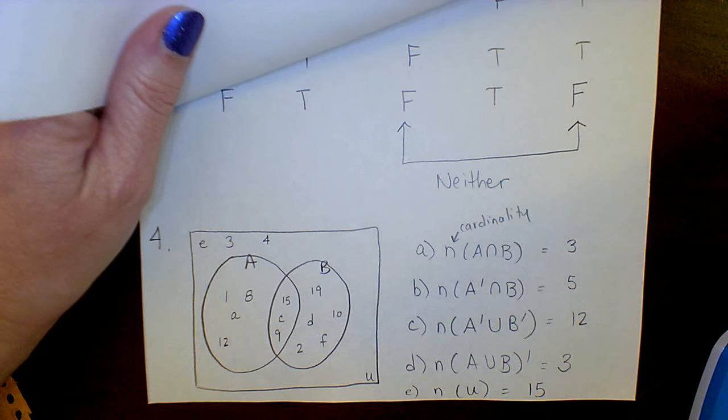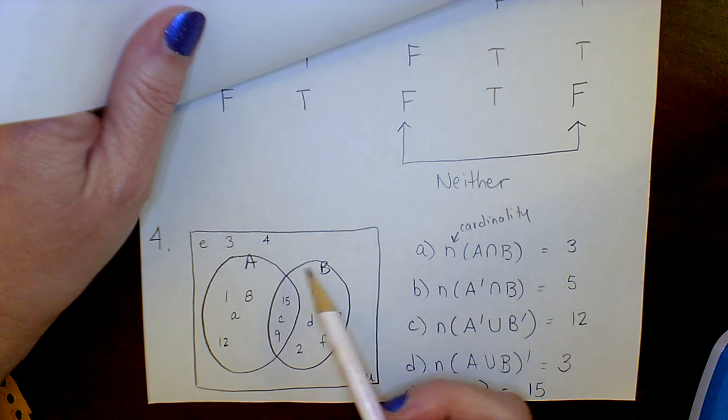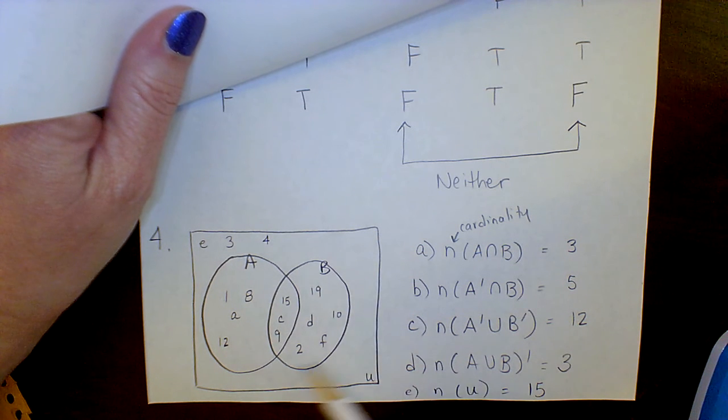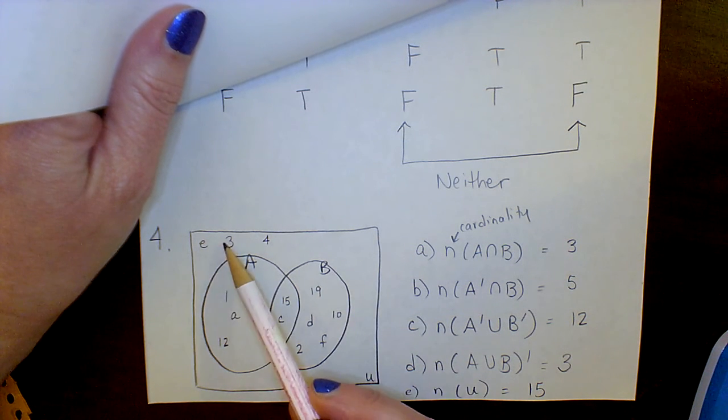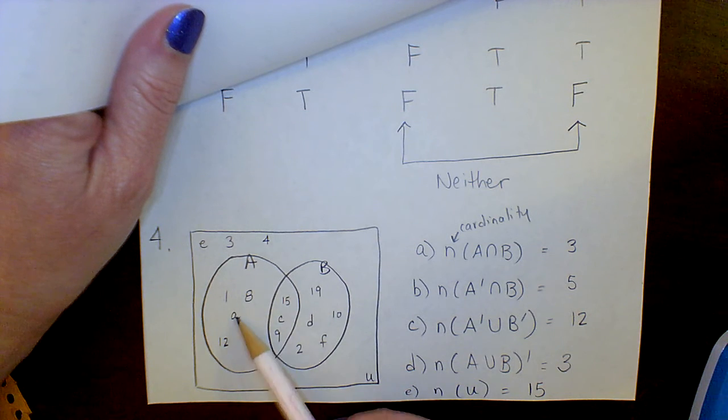If you're looking at the stuff that is not in B, that's everything outside of circle B. So that would be E, 3, 4, 1, 8, A, 12.